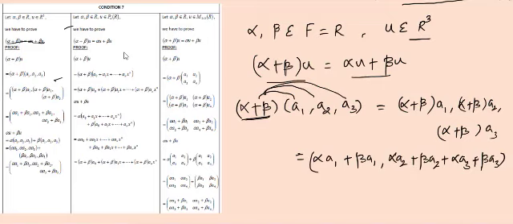Now, we have to find alpha U plus beta U. This is the step we have done here. Alpha U plus beta U means I have substituted alpha times U, which is A1, A2, A3, plus beta times again the same U, A1, A2, A3. I have multiplied alpha here and beta here, and we are adding component wise.